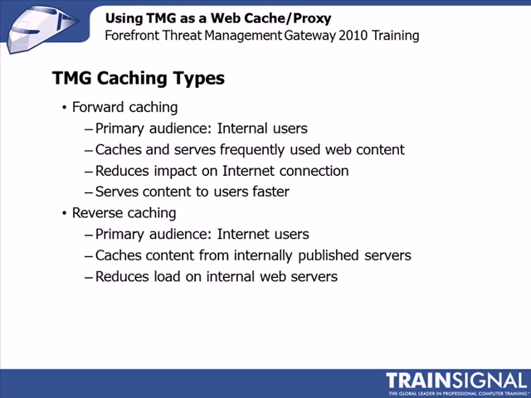But Threat Management Gateway also has a feature called reverse caching, with a primary audience of internet users, people outside the firewall. This will cache content from internally published servers on the Threat Management Gateway server, and this can reduce the load on the internal web servers. When you really think about it, that makes sense. If the internal web server is not having to respond to every single request that comes in, then by that very definition, there's less load on that server. So you may be able to serve more users with the same hardware.